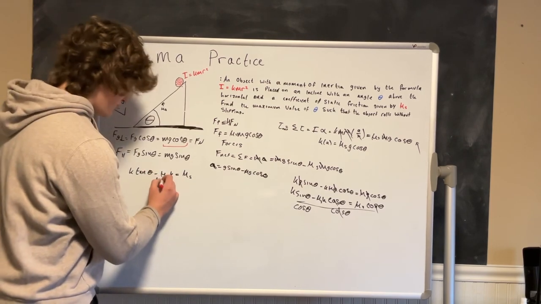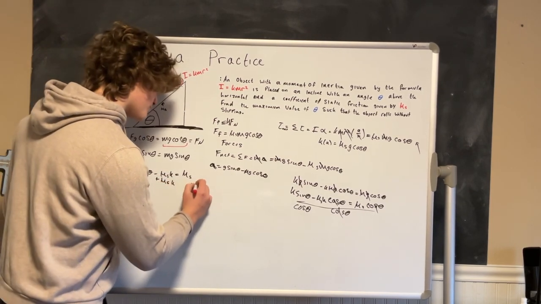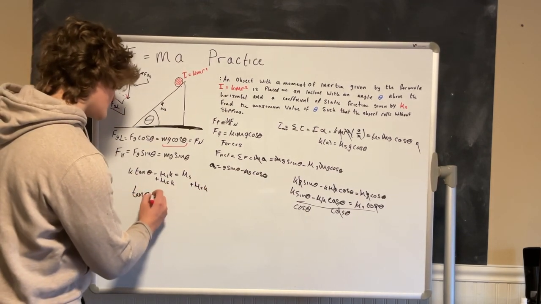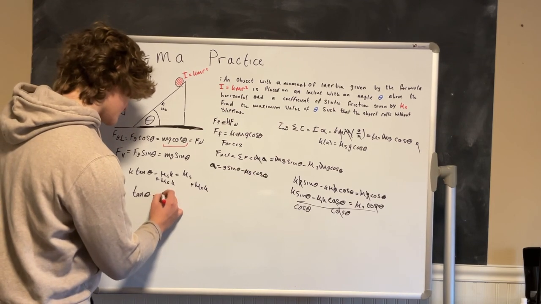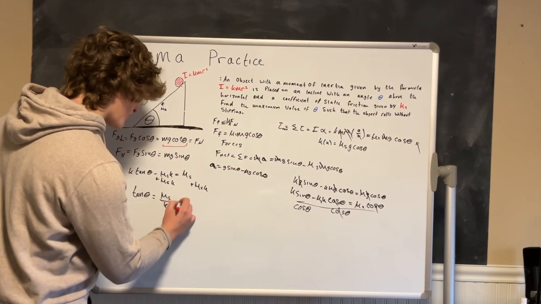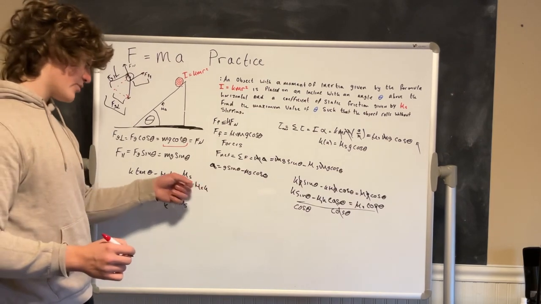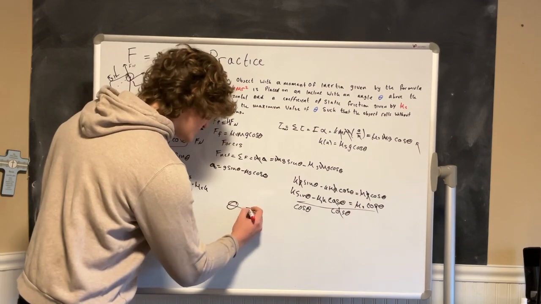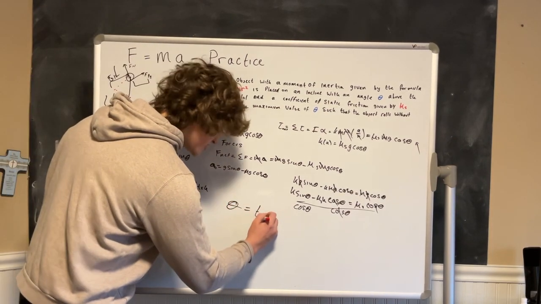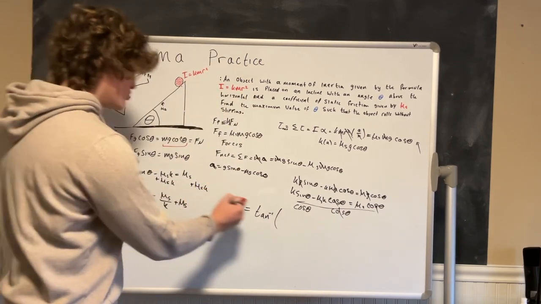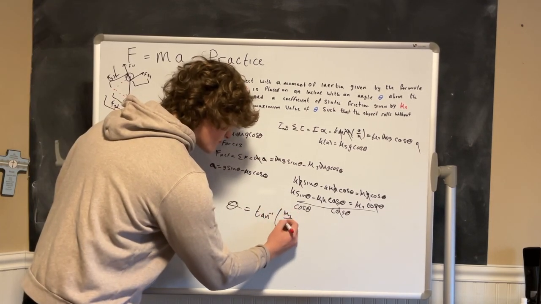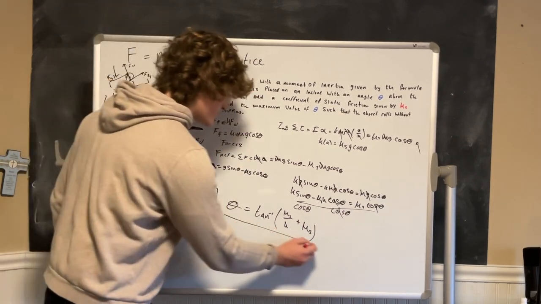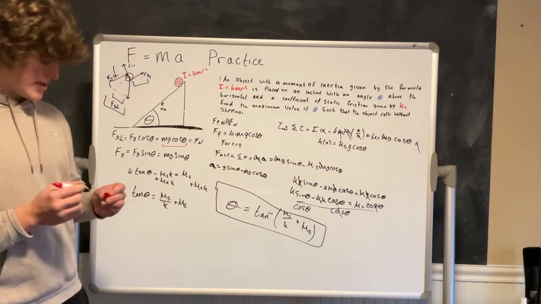And now we can just add mu_s k and divide by k, and this gives us that tan theta is equal to mu_s over k plus mu_s. Since we divided by the k, that k went away. And this gives us that our angle theta is equal to the tan inverse of mu_s over k plus mu_s. So this right here is our answer.